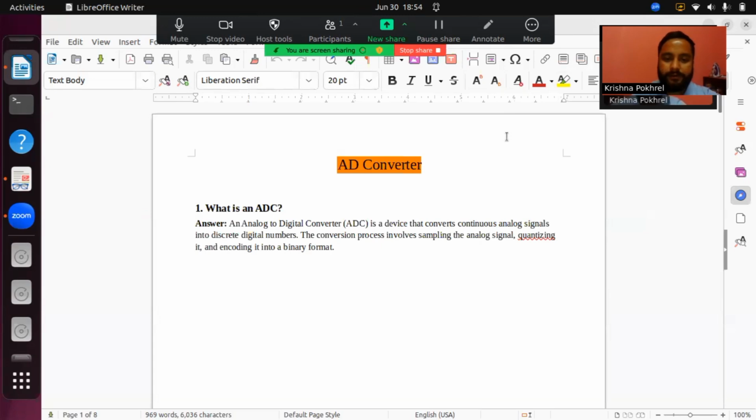Today I want to share my knowledge regarding the AD converter, the analog to digital converter. This is a type of practical which we do in our MSc 4th semester. Today we are going to learn about this AD converter.